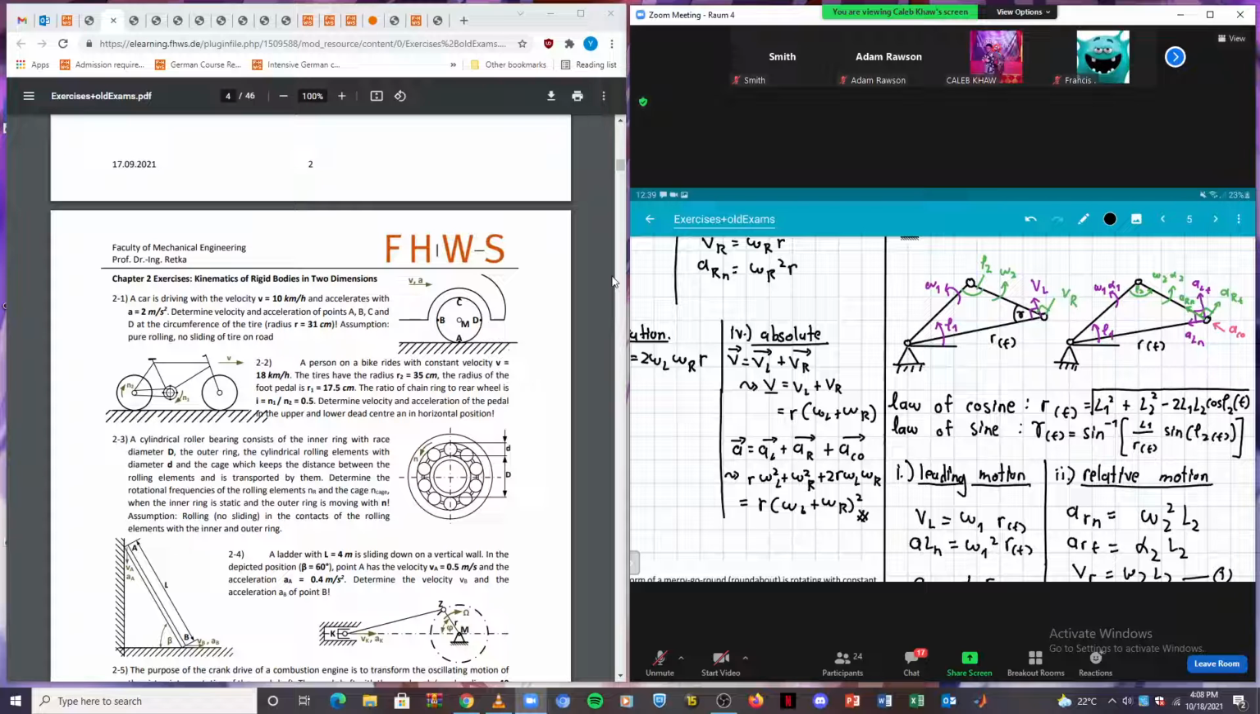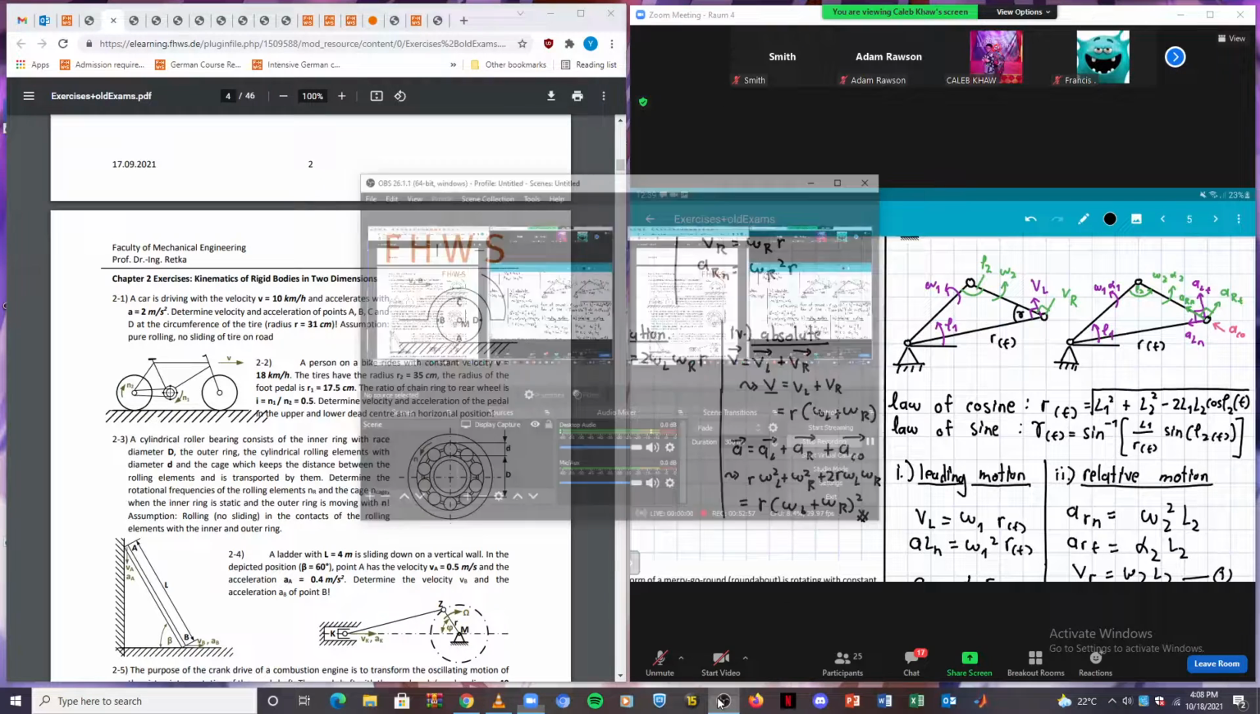For example, for the velocity, you could build the sum of the direction in V_R. Then you'd have to decompose V_L, leading velocity, into one component parallel to the relative velocity and a component perpendicular to the relative velocity.